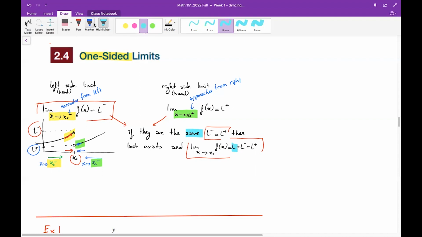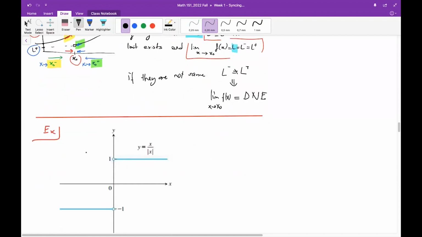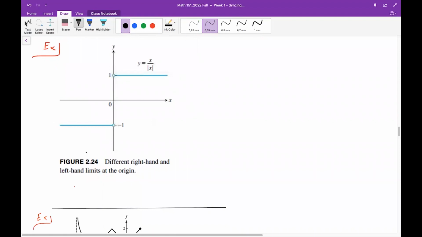What happens if they are not the same? So let's also write that down. If they are not the same, if L minus is different than L plus, then you say that the limit does not exist. Okay. And you say that the limit of your function as x goes to x0 does not exist. So one-sided limits are analyzed like this, by looking at your function from different directions, from left and from right. Okay, this is our first example.